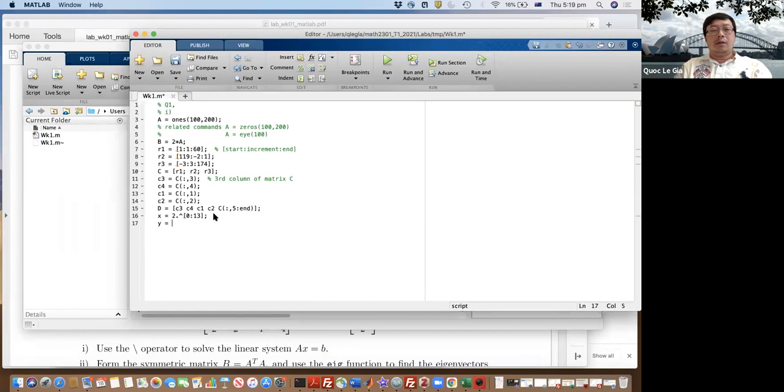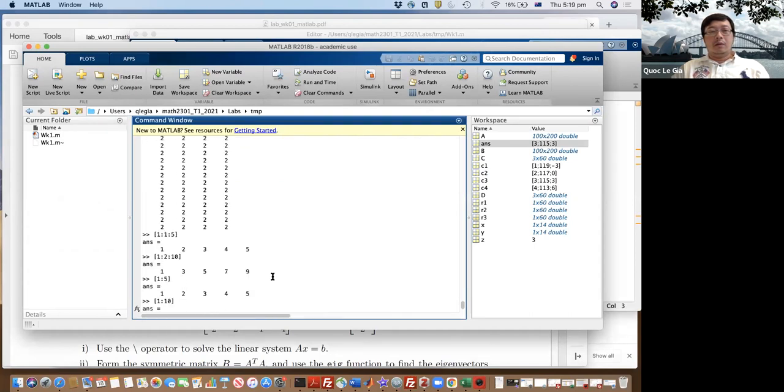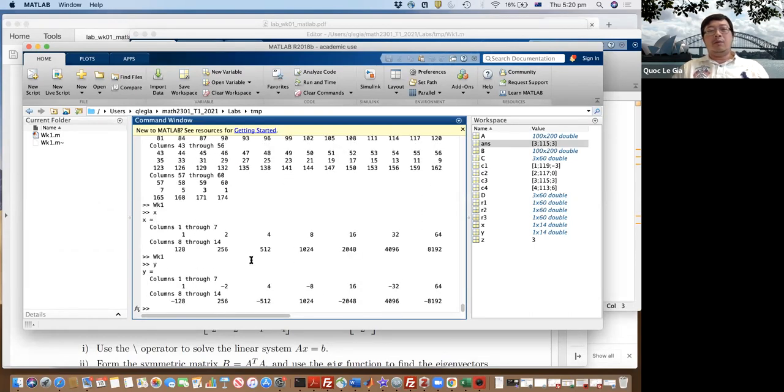So y is -2 raised to the power 0 to 13. Okay, so that is question 1. So we have to run it and see if it's correct or not. If you run it, you will see that the vector y is correct, yeah? So 1, -2, 4, -8, and so on.